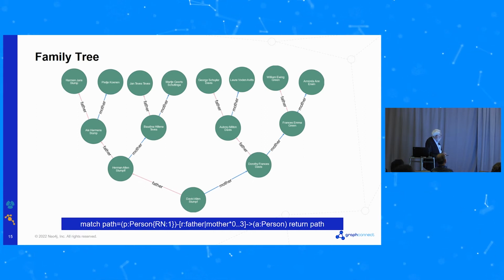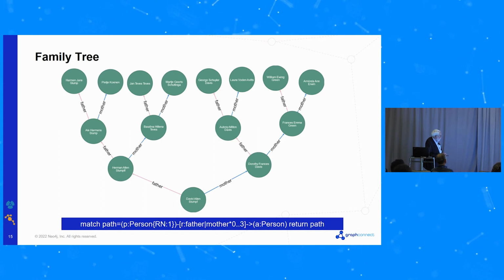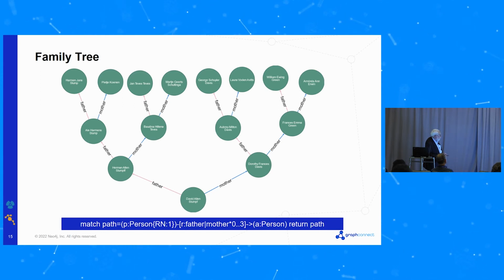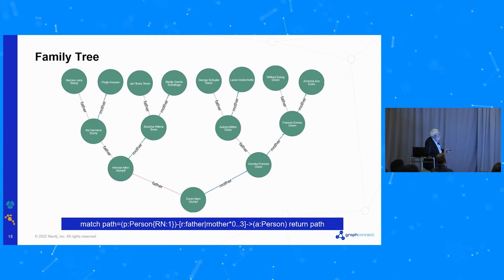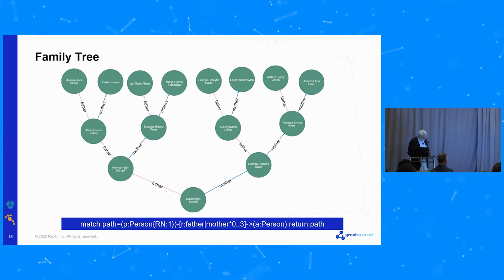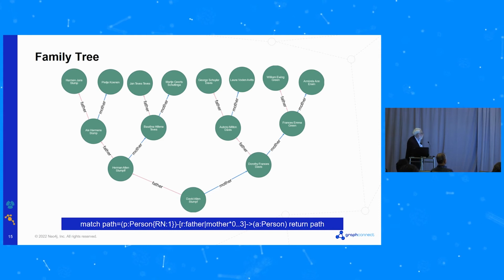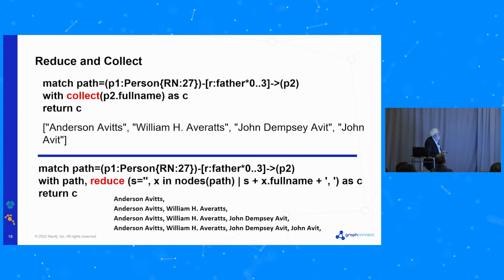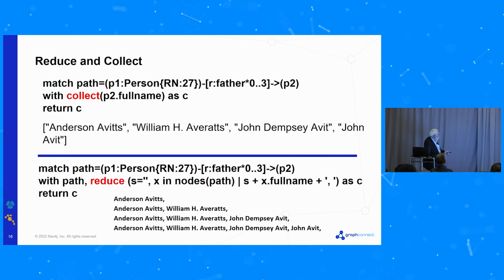This particular query is starting with me, a person, looking at my father and mother relationships, doing 3 hops, and finding the ancestors. So here's me, my parents, my grandparents, my great-grandparents, with the appropriate relationships in there. That's a very simple thing, but what really becomes interesting is what you can begin to do with that. Here is an example of using the collect function so that you will get a total path in path order. But even more interesting is using the reduce function.